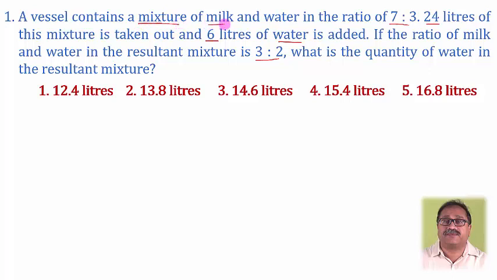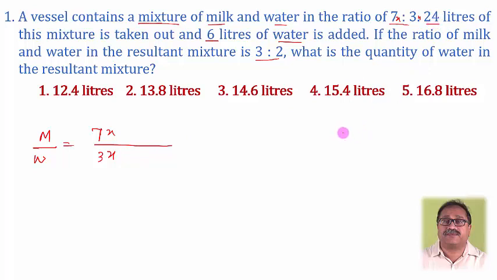So I don't have the initial value of mixture. I only know the ratio of milk and water, which is 7:3. So I will consider this as 7x and 3x. So milk and water, that is 7x and 3x. And what happened? 24 liters of mixture is taken out.